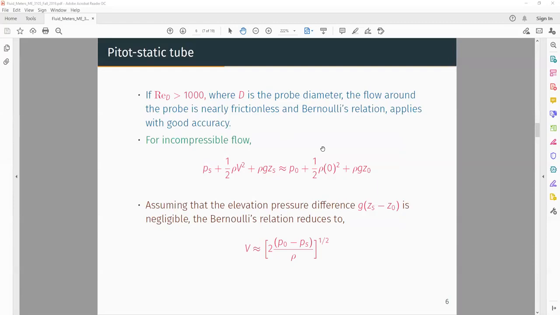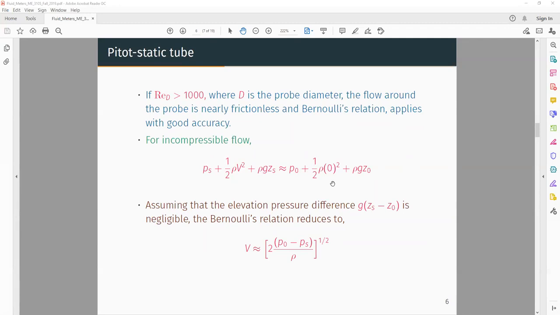And for this reason, if the Reynolds number is greater than 1000, which is actually the case in our real life examples, as we have explained earlier, depending on the probe diameter, the flow around the probe is nearly frictionless. So from Bernoulli's equation, the static pressure plus the kinetic energy plus the elevation head equals the stagnation pressure plus the kinetic energy at stagnation plus the elevation head.